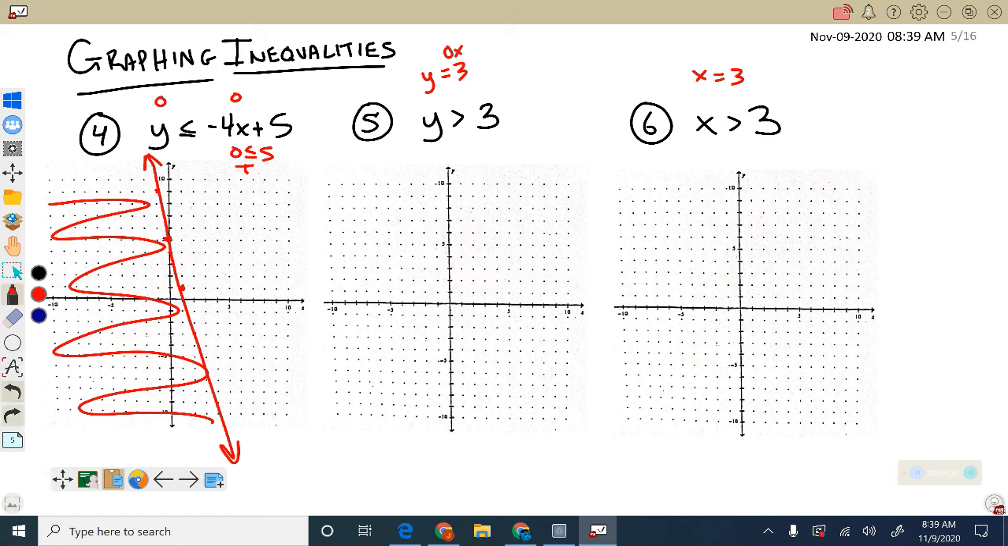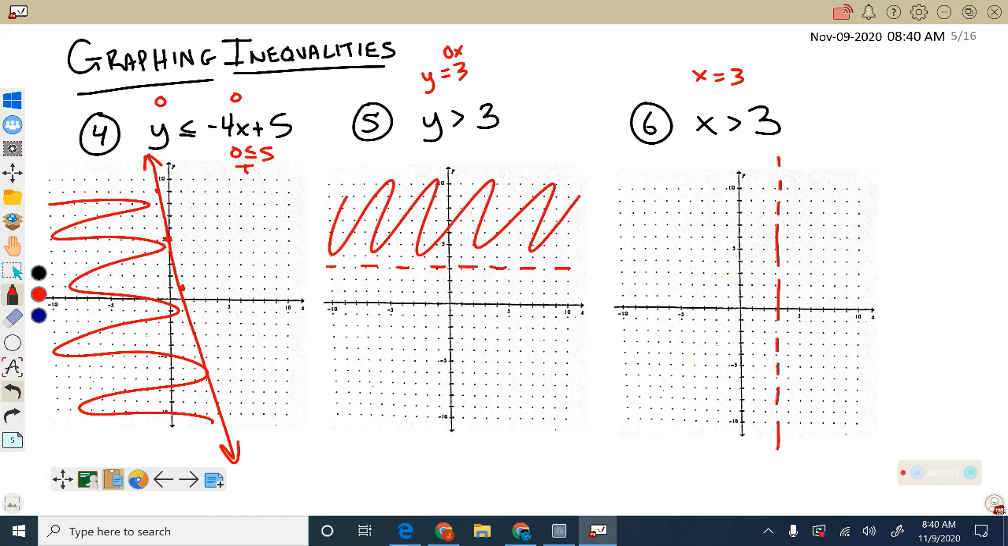However, don't do what I just did because there's no equal to sign here. That means that this is a dashed line going horizontally. And same thing here, this will be a dashed line going vertically. To see what side you're shading on, number 5 should be really easy to tell. You're greater than here, so that means that we're going to be shading above this dashed line.